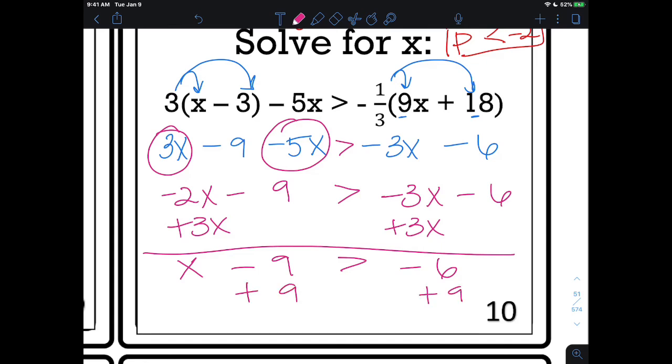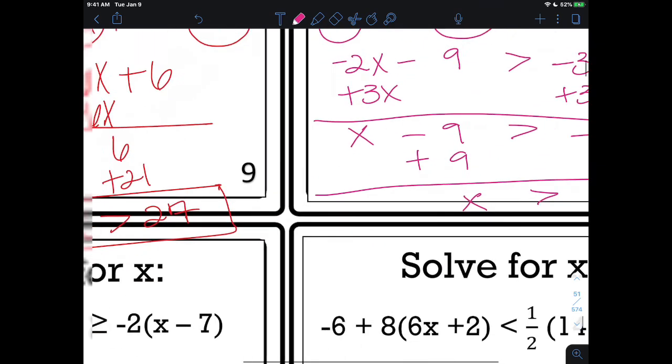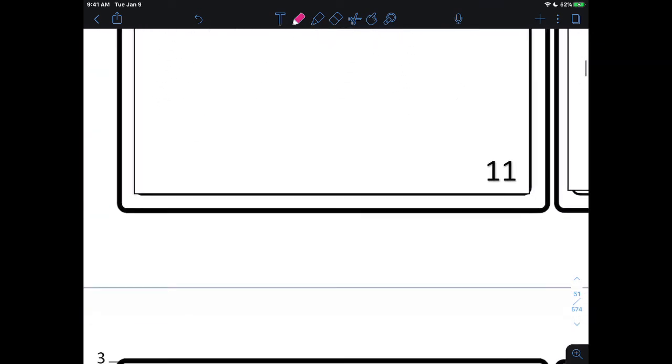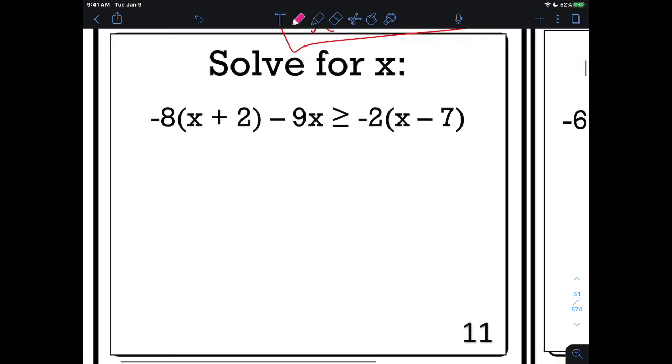Exciting move. And look at that. They made it easy again. No great divide. So did I multiply or divide by a negative number on both sides? Nope. Symbol stays the same. All right. Last two.